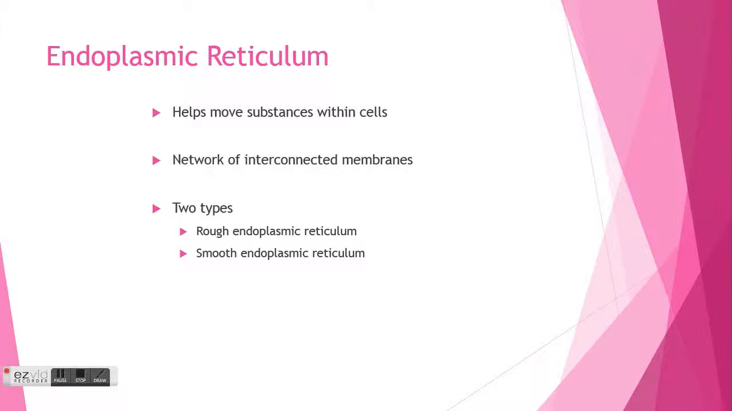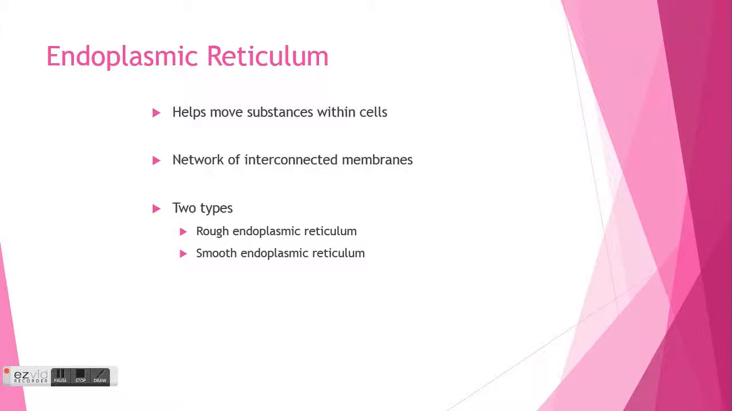Now there's two kinds of endoplasmic reticulum. There's a rough and a smooth, and the major difference between the two is that the rough endoplasmic reticulum has ribosomes on it, and the smooth endoplasmic reticulum doesn't, and therefore it changes kind of how they work and what they actually do within the cell.